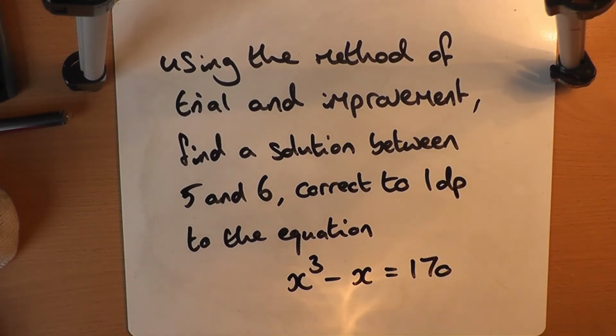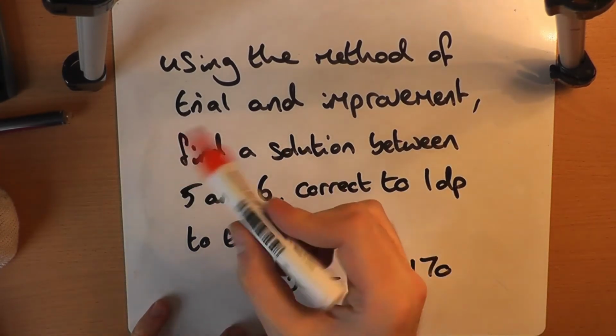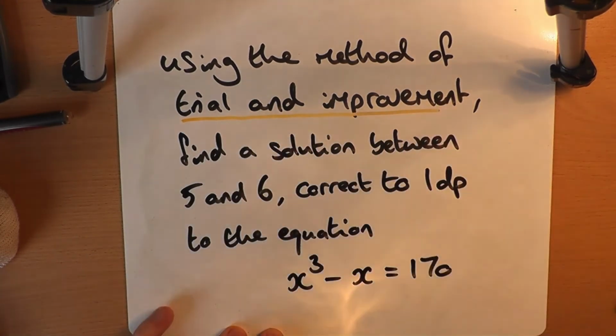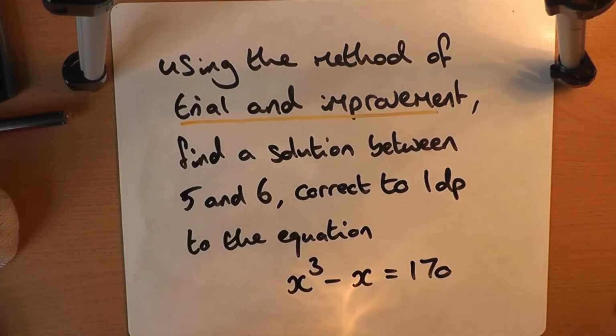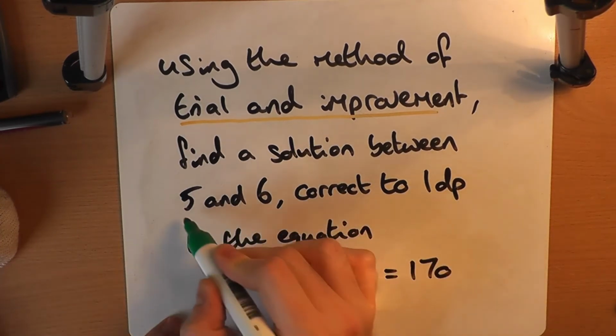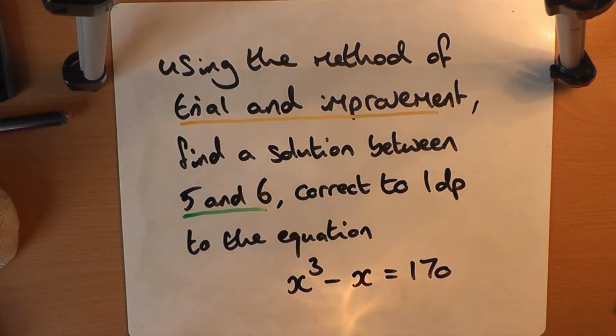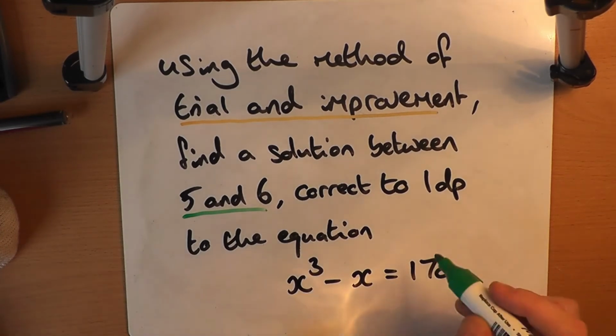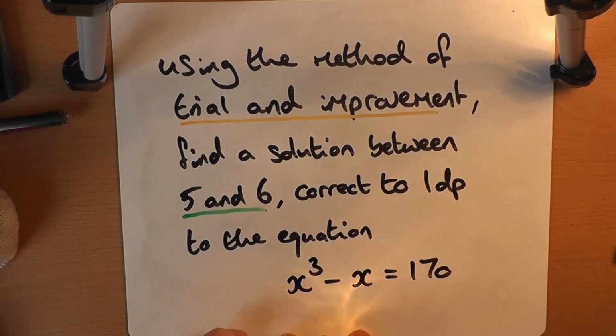Very similar question, since we've still got this mention of trial and improvement, specific mention of the actual method that we're supposed to use. We've still got this between 5 and 6 idea, different numbers this time, but that makes sense, it's a different equation. We've still got this idea of the solution, the answer when we solve it, solution being just a different way of explaining that. Still with that solution being between two particular numbers, and we've still got this idea of correct to one decimal place.